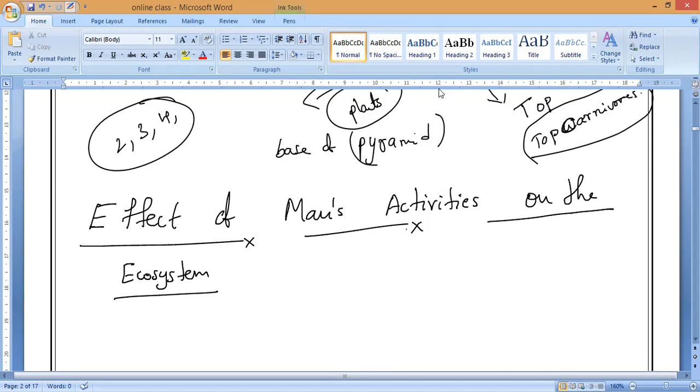It is a collection of food chains. So a single organism may exist in more than one food chain. Is it yes or no, guys? Already we studied or not? A single organism may exist in more than one food chain.